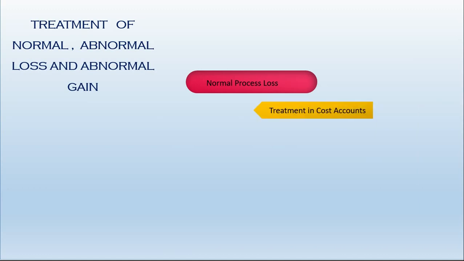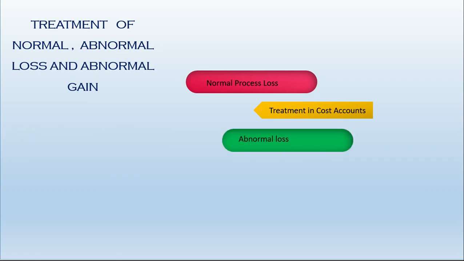Treatment of normal, abnormal loss and abnormal gain. Normal process loss. It is also known as normal wastage. It is defined as the loss of material which is inherent in the nature of work. Treatment in cost accounts. The cost of normal process loss in practice is absorbed by good units produced under the process. The amount realized by the sale of normal process loss units should be credited to the process account.